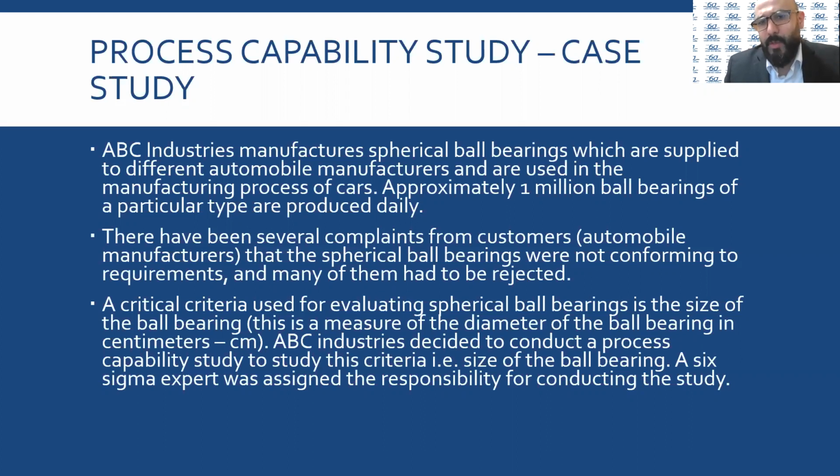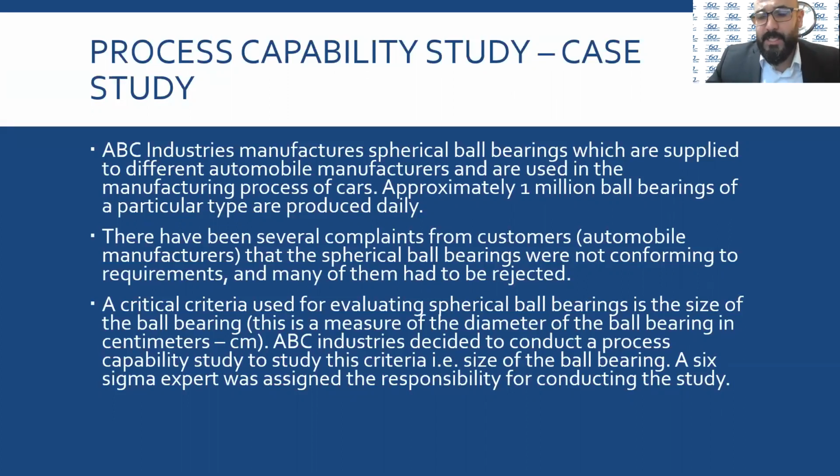The spherical ball bearings were not conforming to requirements, and many of them had to be rejected. A critical criterion used for evaluating spherical ball bearings is the size of the ball bearing. This is a measure of the diameter of the ball bearing in centimeters. ABC Industries decided to conduct a process capability study to study this criterion, which is the size of the diameter. A Six Sigma expert was assigned the responsibility of conducting the study.